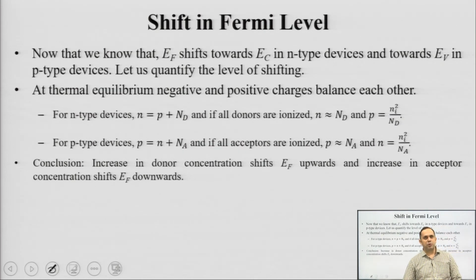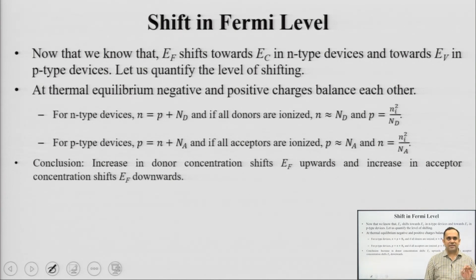So, now we know the movement, we know the effect. Let us just try to quantify the amount of shift. Ef shifts towards Ec in N type devices, it shifts towards Ev in P type devices. Okay. I just want to quantify how much this shift is.